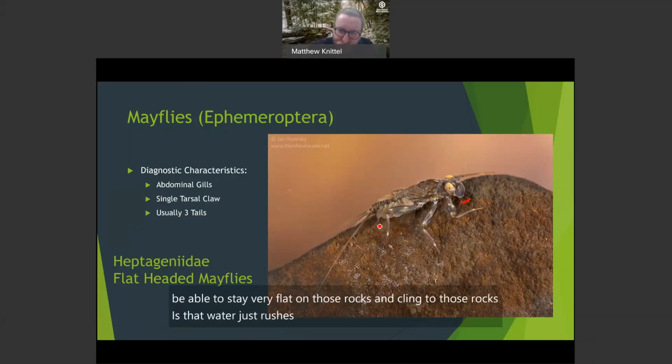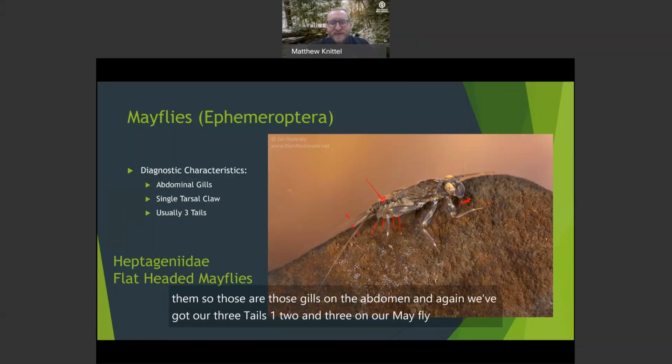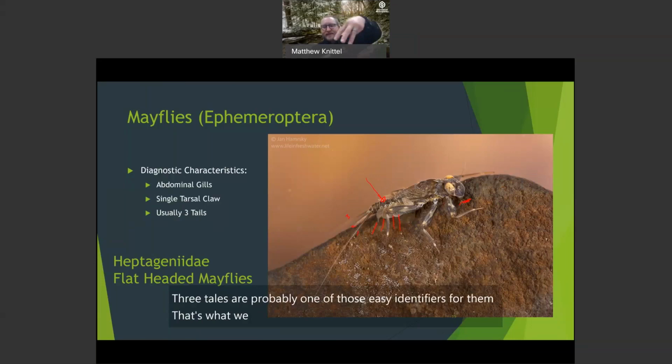Something I wanted to point out too is you can see the gills here and these little gill plates covering the gills. So the gills are the kind of little fluffier parts underneath, and then they've got some of those gill plates there helping protect them. So those are those gills on the abdomen. And again, we've got our 3 tails, 1, 2, and 3 on our mayfly here. Those 3 tails are probably one of the most easy identifiers for them. That's what we typically teach students, that, you know, it's got those 3 tails, it's forming an M, and M is for mayfly. And so that's a nice easy way to keep that in mind.